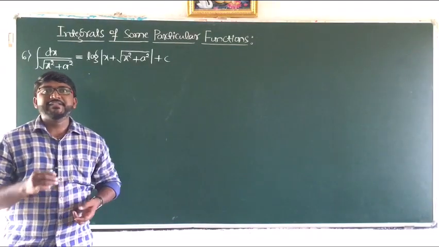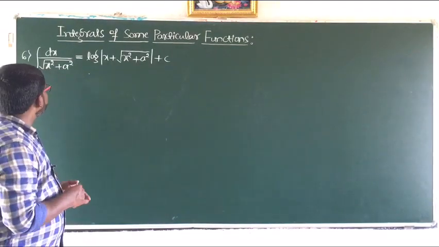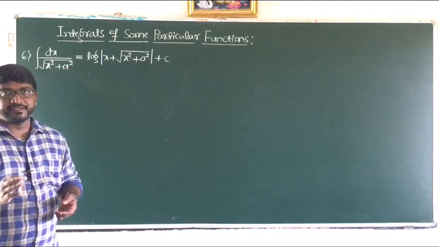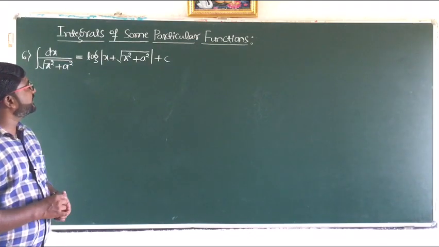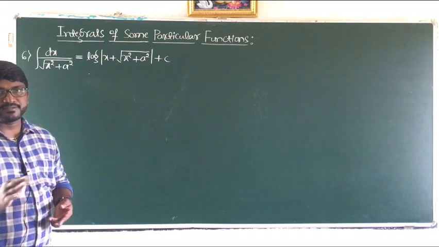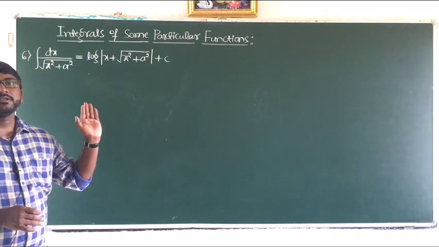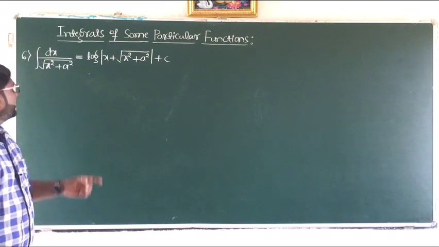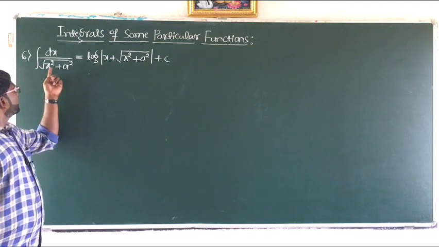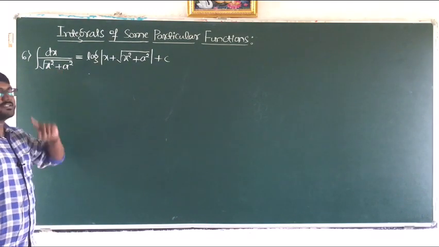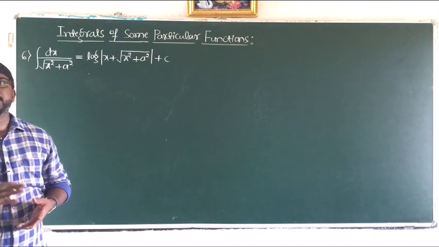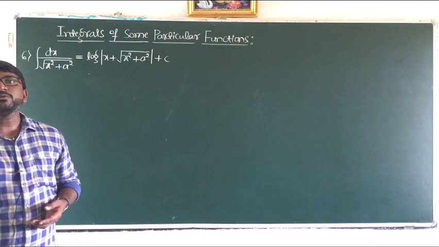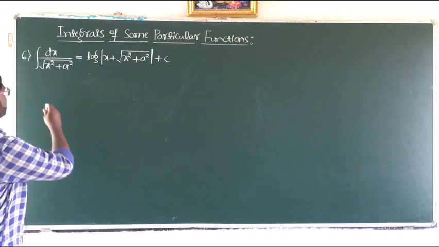The sixth standard result: integral dx upon x square plus a square is equal to log mod x plus under root x square plus a square plus c. So this is similar to the fourth standard result. And see here in the denominator we have x square plus a square. So I have told you clearly, whenever you have x square plus a square, the substitution will be x equal to a tan theta. Let us go for this.